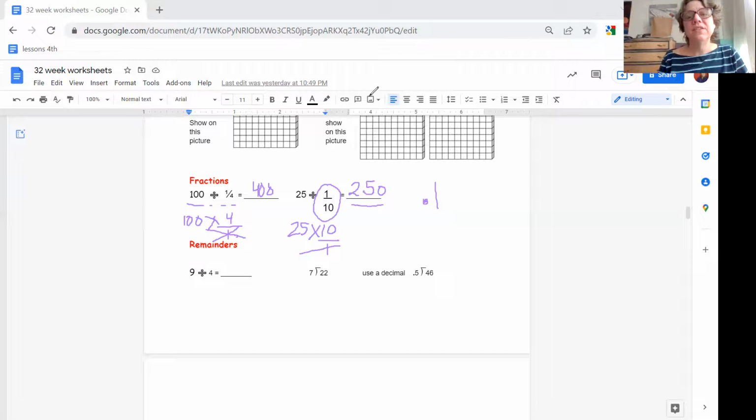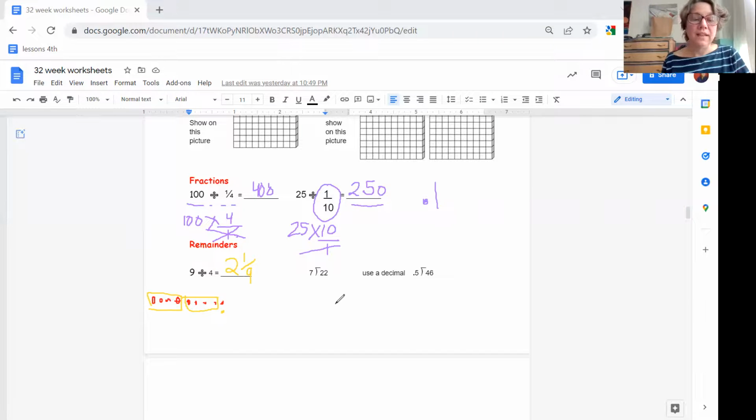Now we're talking about remainders. That's when we do math and it doesn't work out perfectly. 9 divided by 4. 1, 2, 3, 4, 5, 6, 7, 8, 9. I'm going to divide those 9 red dots into groups of 4. 1, 2, 3, 4. 1, 2, 3, 4. But what? There's 1 left over. So the answer is 2 and 1. How many are there? 1, 2, 3, 4, 5, 6, 7, 8, 9. 9. 2 and 1/9 is the answer. So if you want to do it in fractions like that, you can.